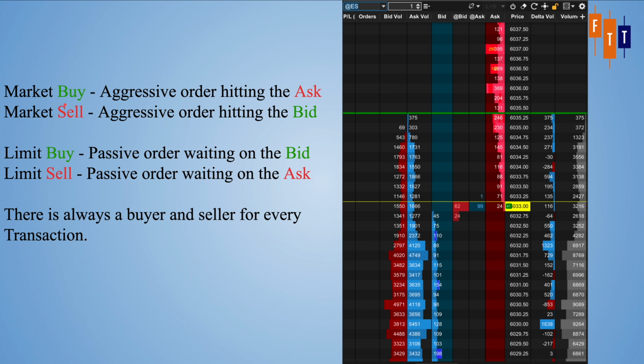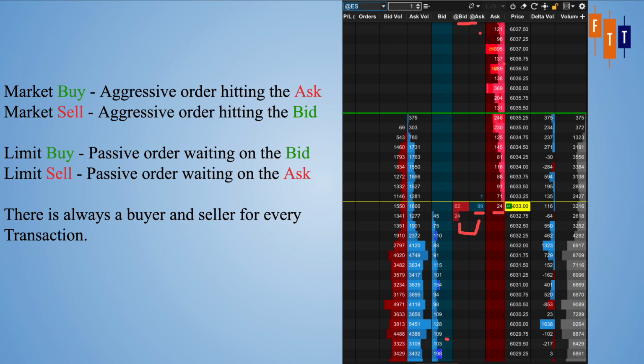You need to understand that a market buy order is an aggressive order hitting the ask. All right, this is bid and ask for this column right here. This is market orders. This is your limit sellers right here in the red, and this is your limit buyers in the blue. This 99 right here, that is a market buy. That is 99 market buy orders hitting a passive seller on the offer.